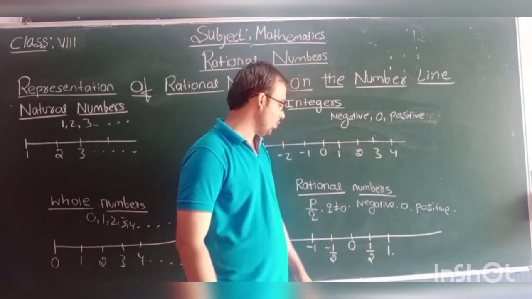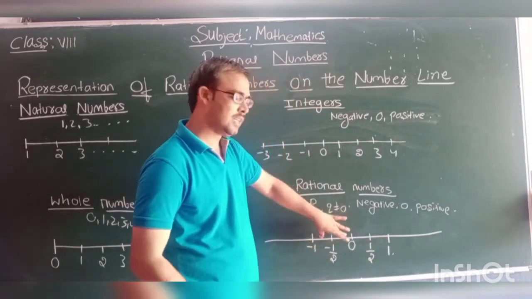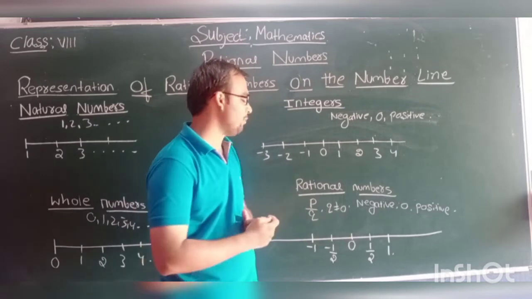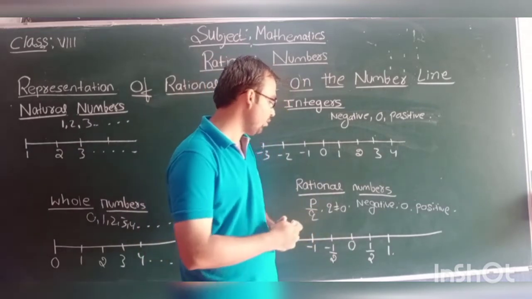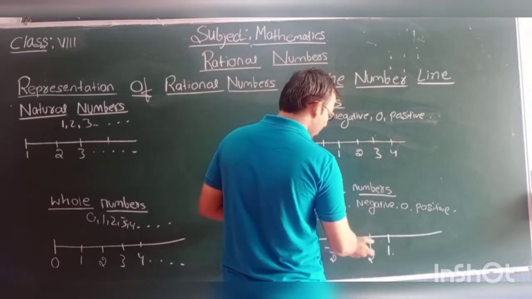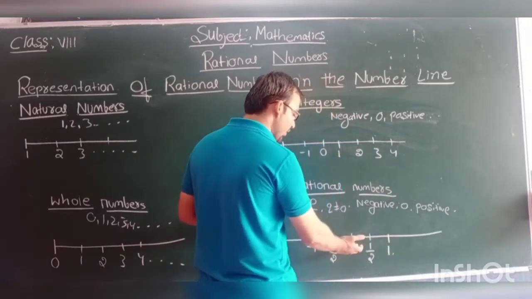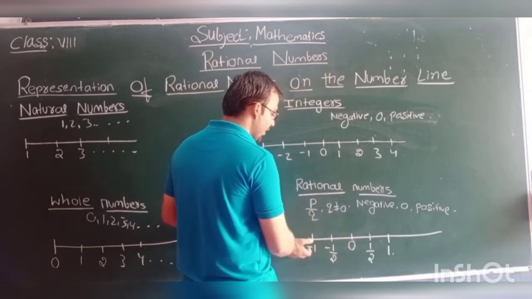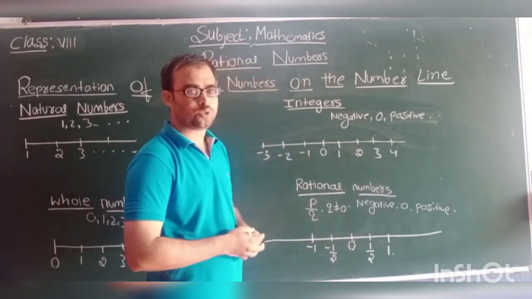So in the number line of rational numbers, you can see numbers in between any two numbers. Look here. We can see a number between 0 and 1: 1 by 2 is there, no? Also we can see a number between 0 and minus 1, that is minus 1 by 2.